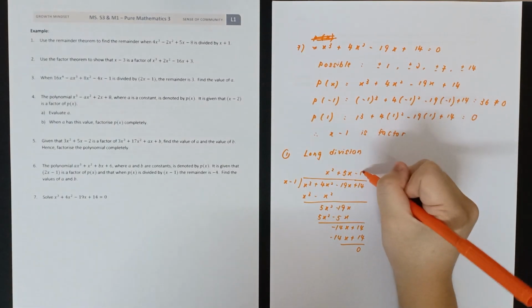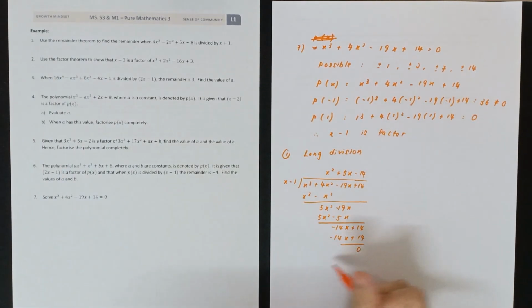Alright, so you know that when you try to factorize it, let me just copy it again. x cubed plus 4x squared minus 19x plus 14 equals 0, meaning it will be equal to x minus 1 times x squared plus 5x minus 14 equals 0.